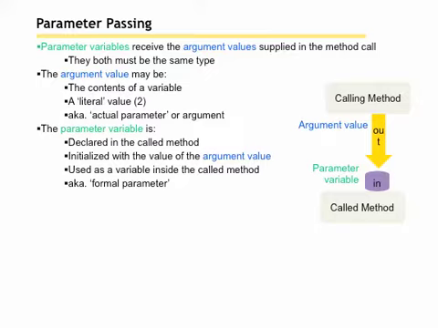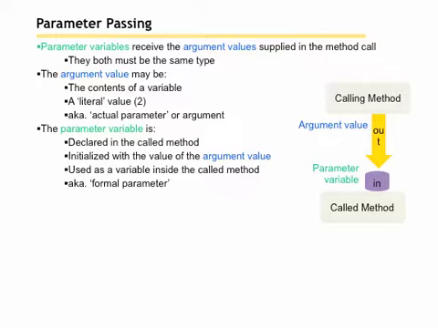So the arguments supply the values to the parameters, and they both must be of the same data type. So if you're passing 2 arguments, you must have 2 parameters to receive those arguments. The data types similarly must match, they must be compatible. The argument may be the contents of a variable. It can be a literal, such as 2 in the previous example.